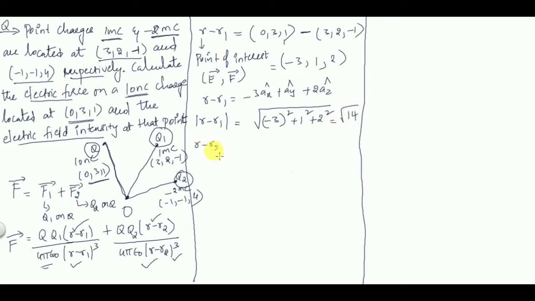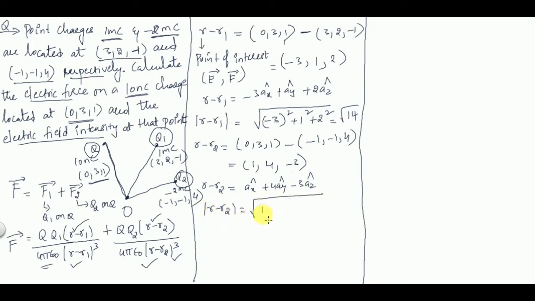Right, similarly r minus r2. r minus r2 is (0, 3, 1) minus r2. r2 is (-1, 4). So 0 minus of minus 1 is 1. 3 minus of minus 1 is 4. 1 minus 4 is minus 3. If you write in vector form, r minus r2 is ax cap plus 4 ay cap minus 3 az cap. So the modulus of r minus r2 is root of 1 square plus 4 square plus (minus 3) whole square. So it will be root 26.